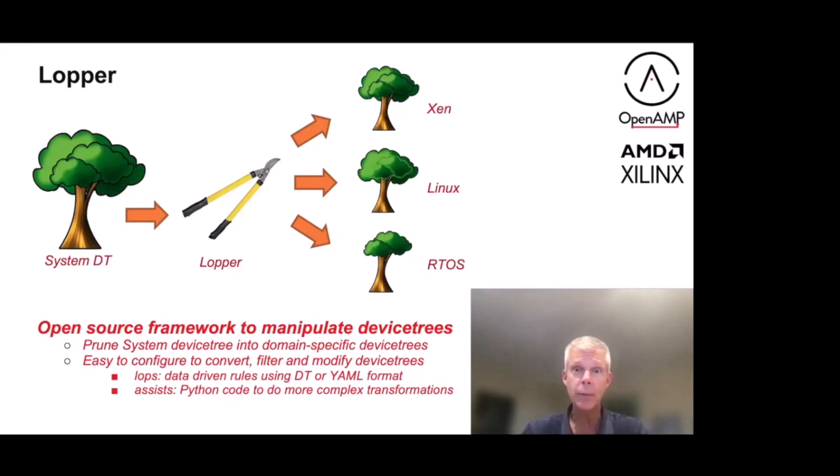But Lopper can do a lot of other things. It can also filter out things. Maybe your device tree for your RTOS looks a little bit different. Maybe you have some different naming conventions and things like that. So think of Lopper and something we call LOPS, which is something you write in Devicetree. It's a data-driven way of manipulating stuff. Think of it as a script where you can recognize some part of the tree and then do some actions on those. If you have some more complex things that you need to do, then you can write an assist, which is Python code that plugs into Lopper, and you can do really advanced things if you want to.